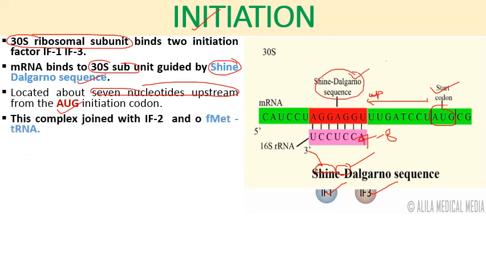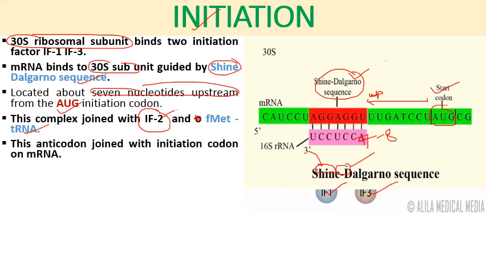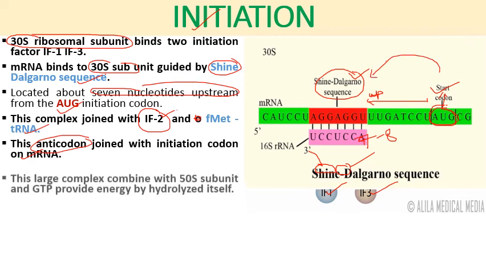This complex joins with another initiation factor जिसे कहा था IF2 and with the formyl methionine tRNA. So जो formylated methionine tRNA है वो भी इसके साथ bind करता है, and this anticodon joins with the initiation codon on mRNA. और जो mRNA का initiation codon है उसके response में जो tRNA है वो methionine tRNA को help करता है इस initiation complex में bind करने.